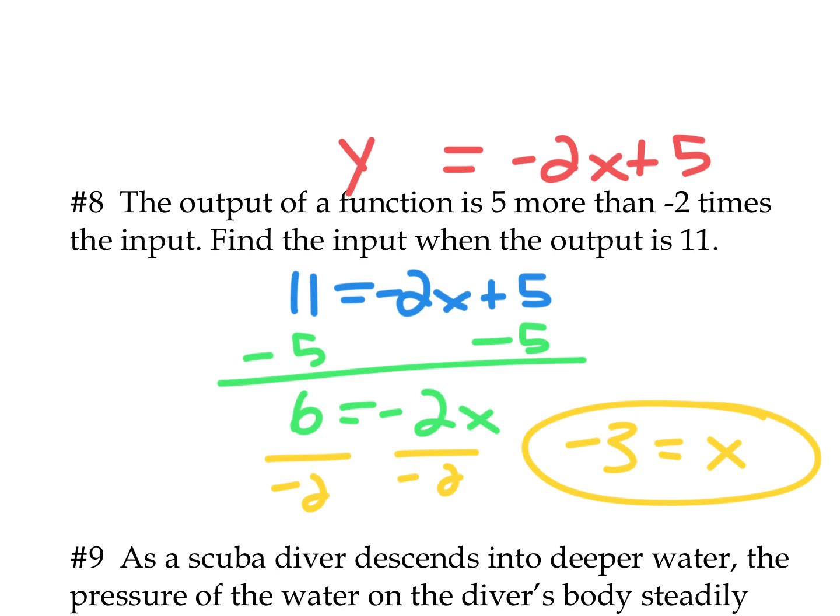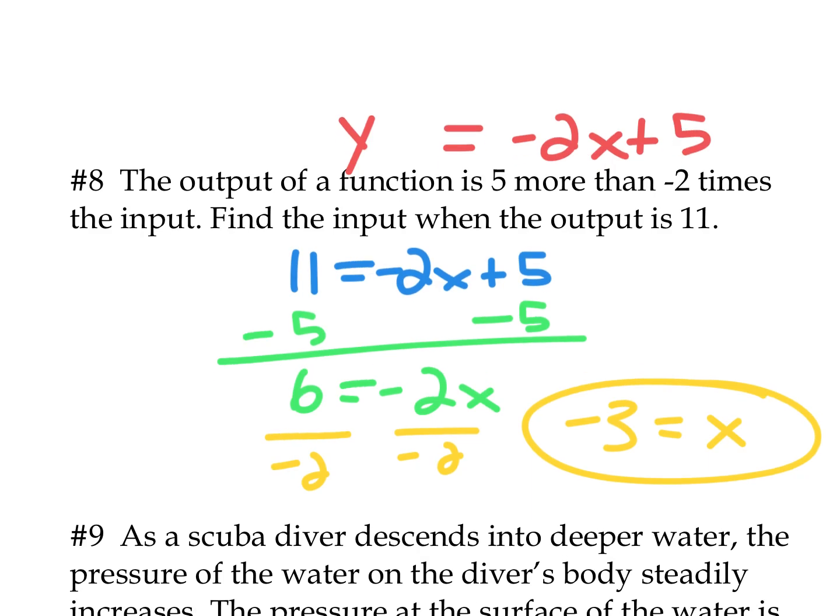We could check that. We could put a negative 3 back in. Negative 2 times the input, so negative 2 times negative 3 is 6. 5 more than that would be 11. Yep, that's our output of 11. So we can check and make sure that it makes sense.